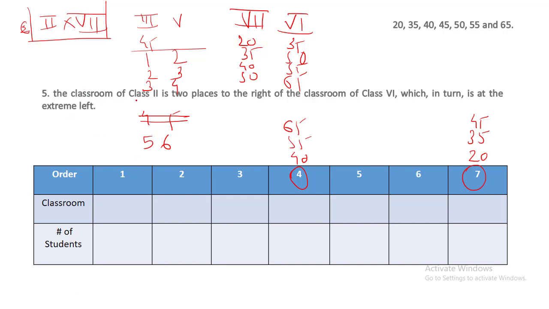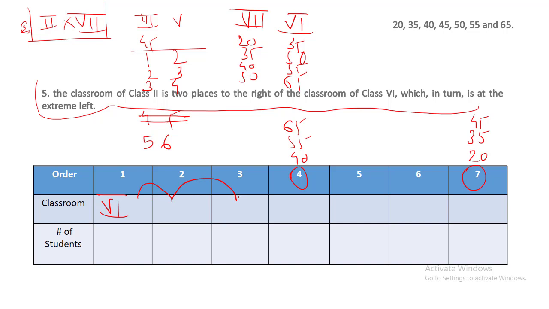Fifth point, the classroom of class 2 is 2 places to the right of the classroom of class 7, which in turn is at the extreme left. Now, can you see anything special about this point, guys? We got our first point. We know the exact position of classroom 7, which we can actually fill in our table, and from there we can find out the exact position of class 2. So we got our first point. Congrats, guys. So class 7 is here, extreme left, 1 place to the right, 2 places to the right is class 2.